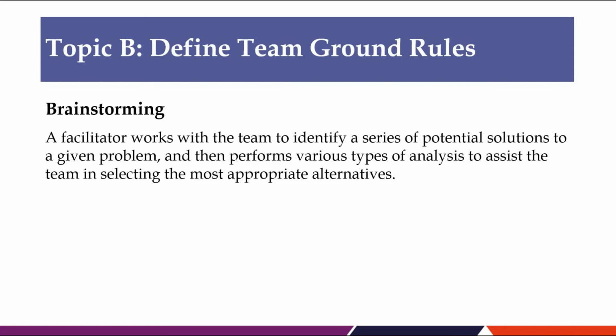Many techniques can be useful for helping a team identify and prioritize options for how to address ground rules issues. A common technique is brainstorming, where a facilitator works with the team to identify a series of potential solutions to a given problem and then performs various types of analysis to assist the team in selecting the most appropriate alternatives.